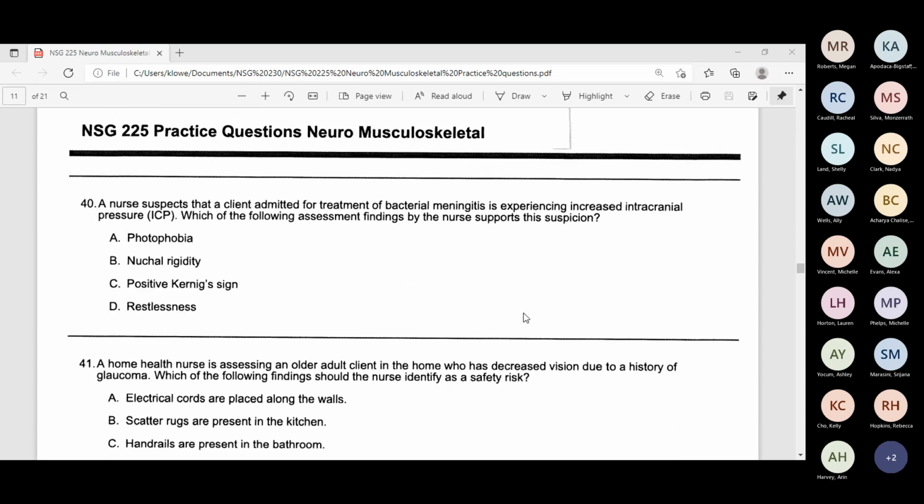A nurse suspects that a client admitted for treatment of bacterial meningitis is experiencing increased intracranial pressure. Which of the following assessment findings by the nurse supports this suspicion? What did we talk about before was a key thing of bacterial meningitis? Nuchal rigidity. Let me go back and read the question again. So which of the following assessment findings?